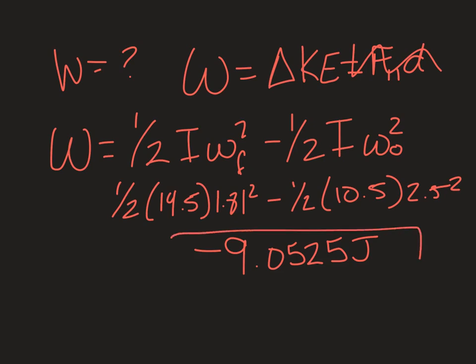When I finish my calculations, I find that the work done by the skater was negative 9.0525 joules, where they lost or slowed down their kinetic energy by just over 9 joules.